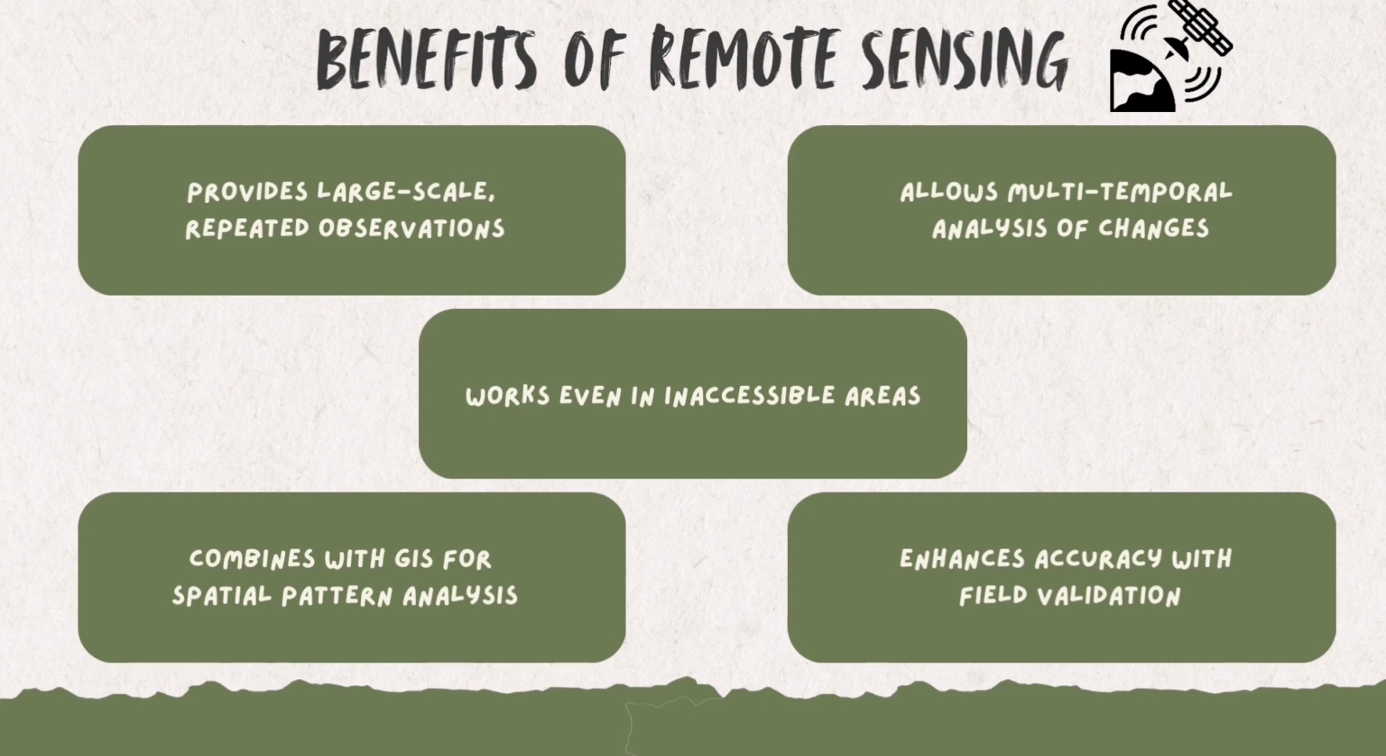Here are some benefits of remote sensing. Remote sensing provides a solution to many of these challenges. It allows us to observe large areas of the coastline repeatedly over time, providing valuable multi-temporal data. It's especially useful in areas that are difficult to access. When combined with GIS and field validation, it gives us powerful tools for monitoring, analysis, and planning.